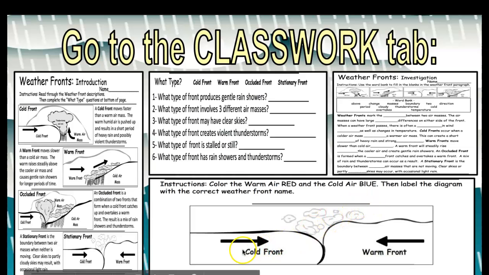And it says color the warm air red and color the cold air blue, but on your version, I have it to where you can type it. You would type red where the warm front is and blue where the cold front is.